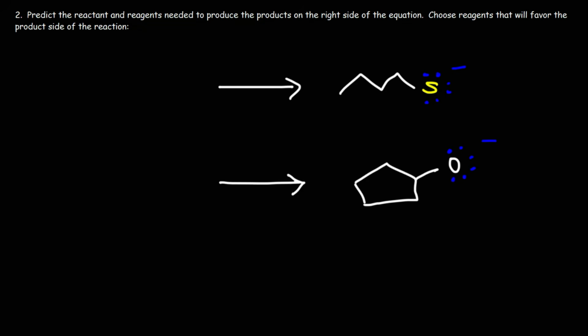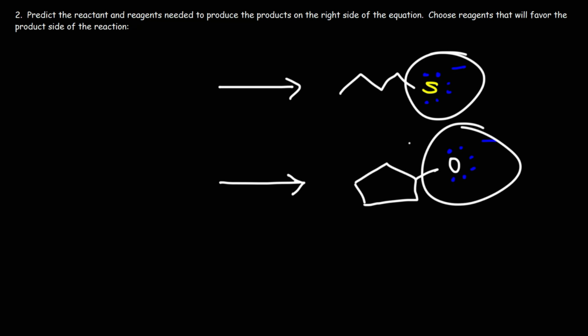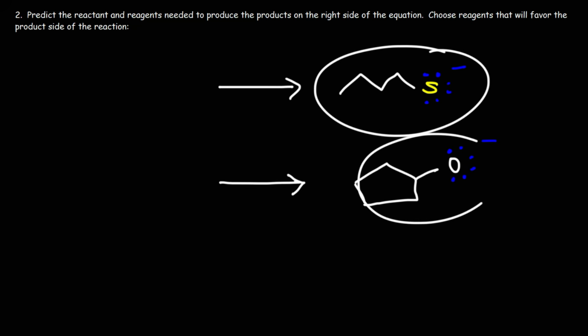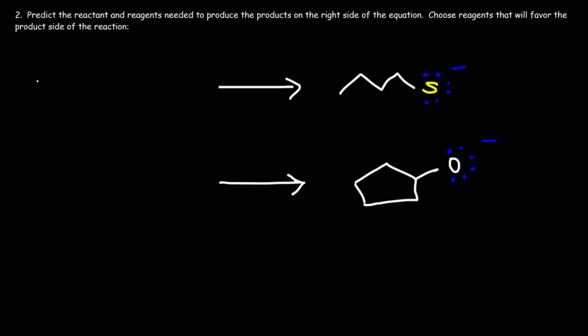Now for this one, we need to predict the reactant and reagents needed to produce the products on the right side of the equation. And we want to choose the reagents that will favor the product side of the reaction. If we look at the products, notice that these elements have negative charges. Typically, that means that the starting material was neutral, which means we need a base to deprotonate the starting material to make those negatively charged ions. So to find the starting material, simply add a hydrogen to those negatively charged ions. So this is just going to be SH, and this is going to be OH.